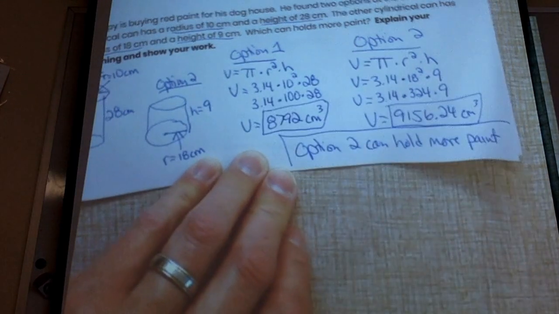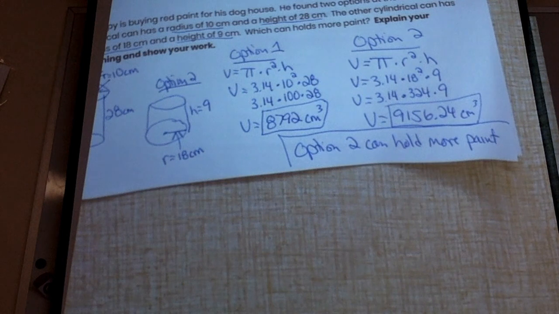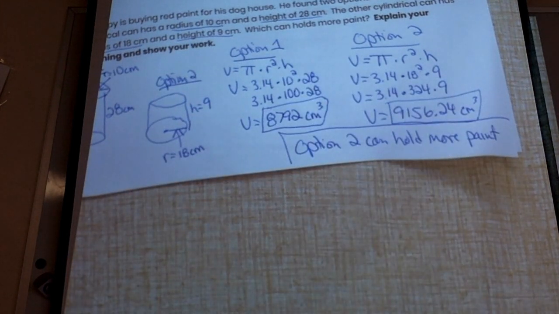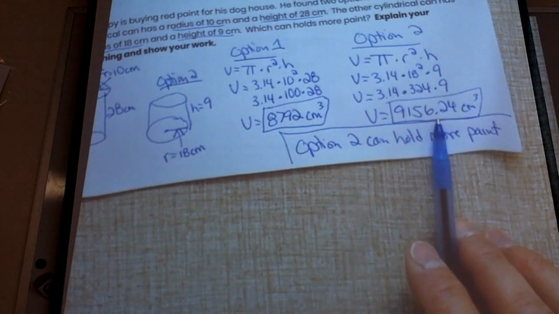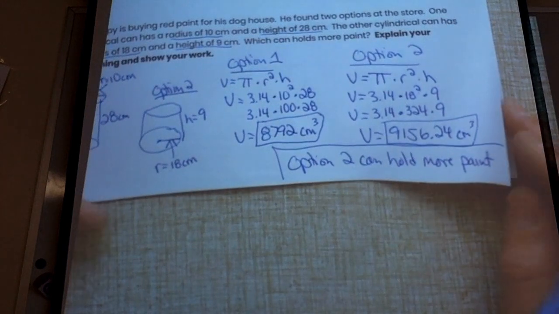There's our answers. We need those 3 things when we're explaining our reasoning. We can clearly see our math behind option 1, option 2, and we just proved that option 2 is bigger, can hold more paint, has more volume. Let's flip the page. Moving on to cones.